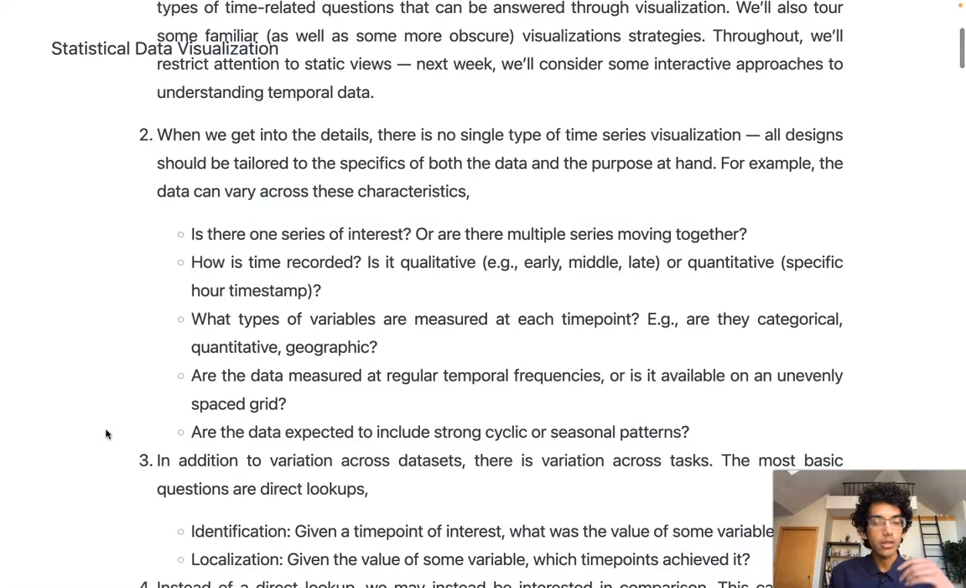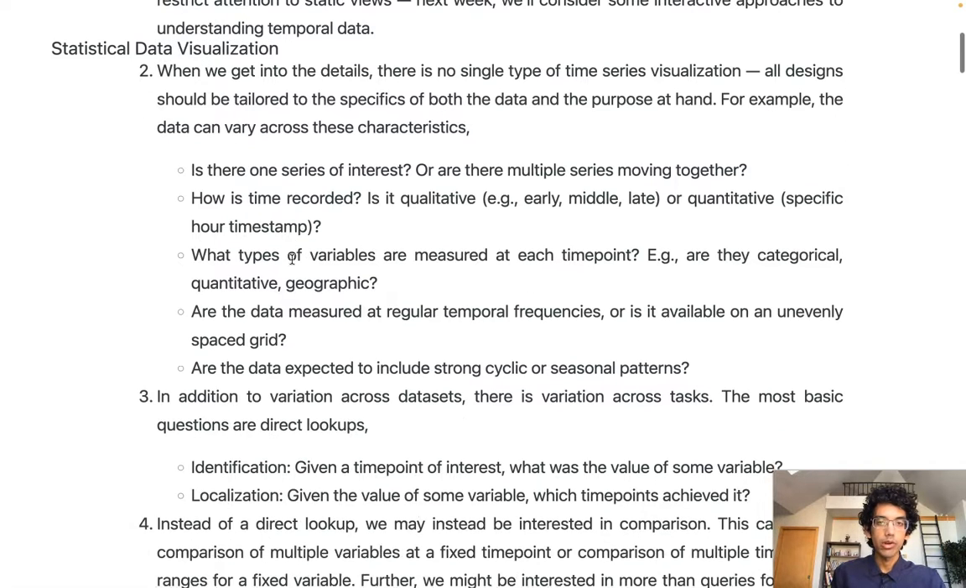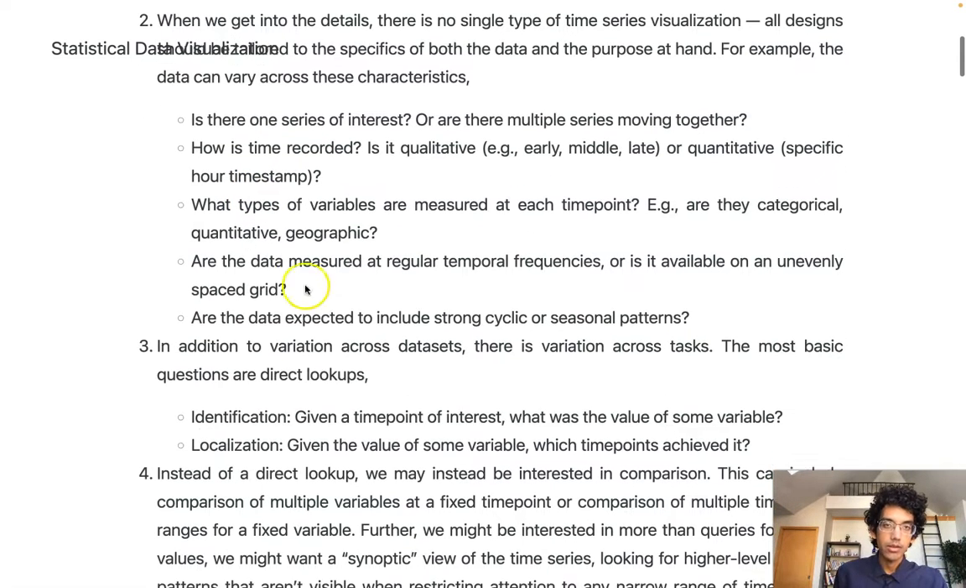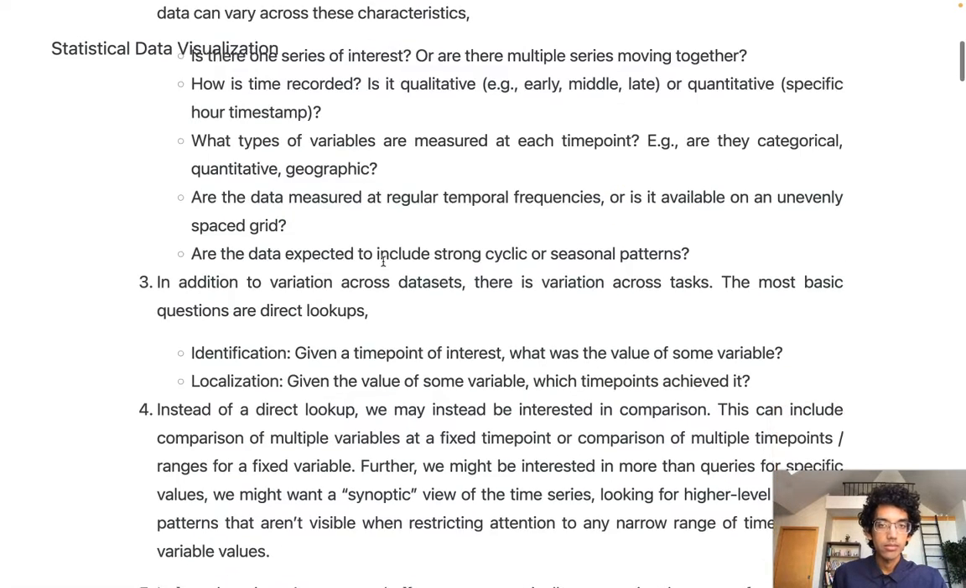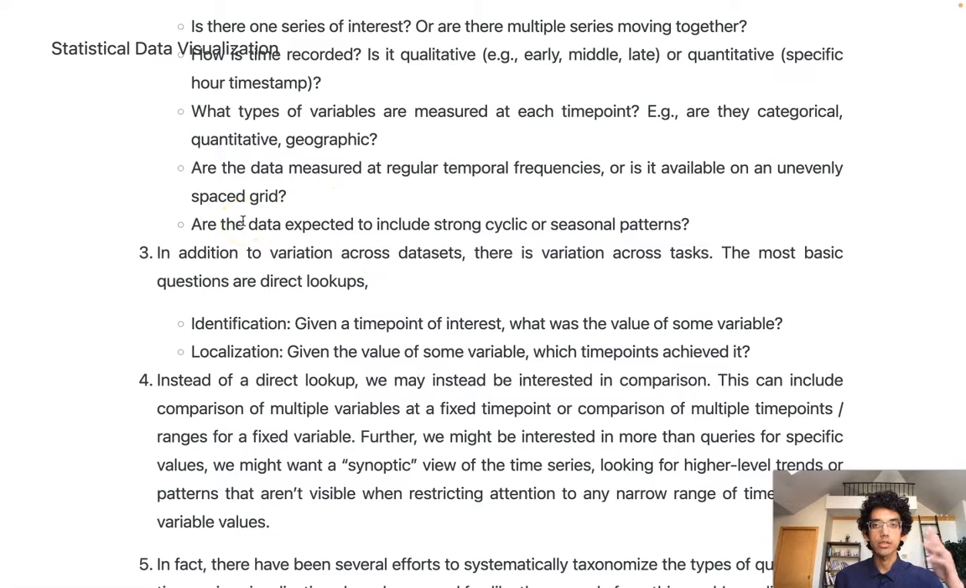First, there are actually a lot more subtleties associated with visualizing time series than might be obvious at first. Some of the aspects that you have to consider: Is it one or multiple time series? Is time recorded in a qualitative way or quantitative way? What are the kinds of other measurements that are measured at each time point? What is the temporal frequency, and is it regularly measured? And do you expect any kind of strong cyclic, seasonal, maybe large trends, kinds of patterns?